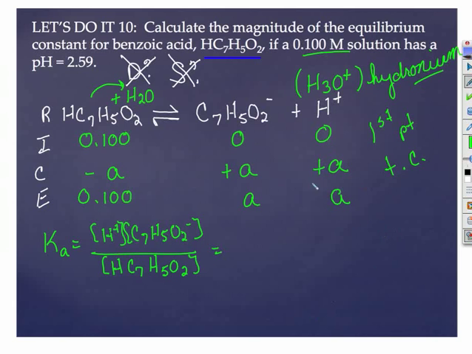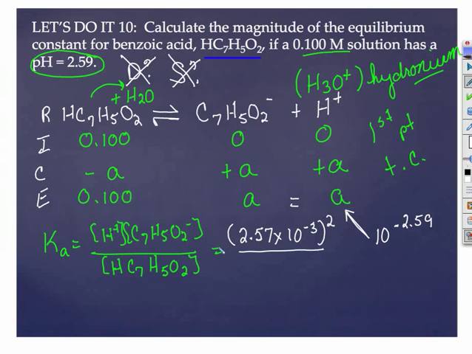Okay. Now, this time it told me that my pH was 2.59. So I've got my framework. If you don't know where to go, start with this as a framework. It gave me my pH. What the pH means is that I know my H+ at equilibrium. If I take 10 to the minus pH, I know what A is, or my H+ is, at equilibrium. So A, and these are both equal, would be 2.57 times 10 to the minus third squared, and then that's over.